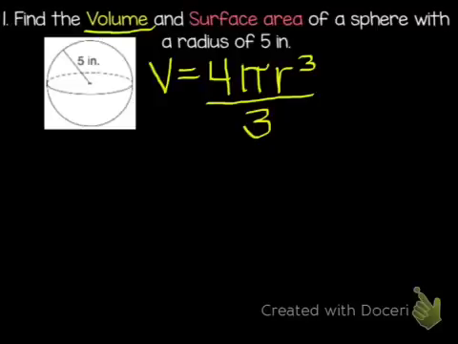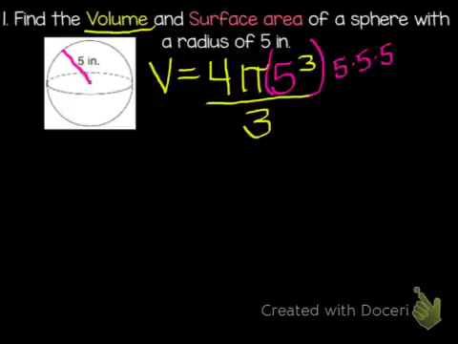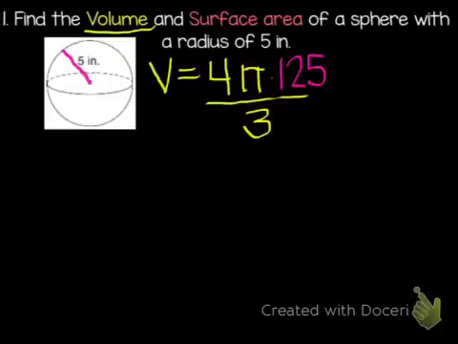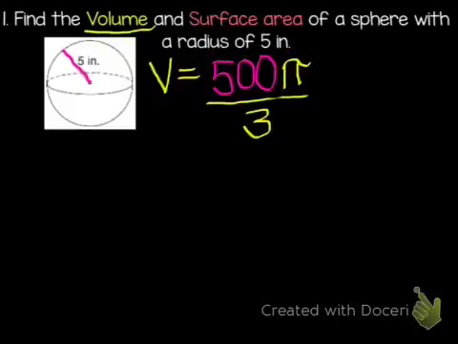We're going to start by taking our radius, which is 5 inches. So this becomes 4 times pi times 5 to the third power. 5 to the third power means 5 times 5 times 5, so 5 times itself 3 times. When we multiply that out, that's equal to 125. Next, let's take 4 and 125 and multiply those together, which is equal to 500 pi.